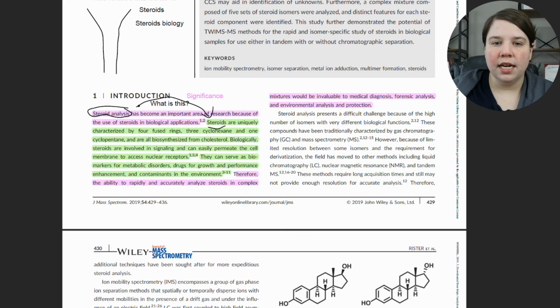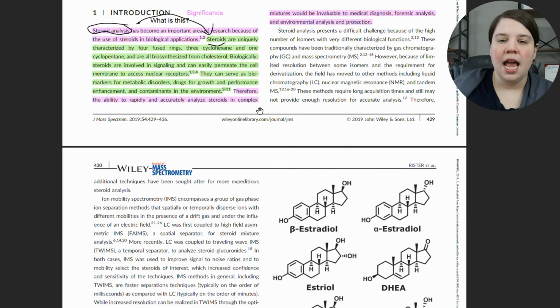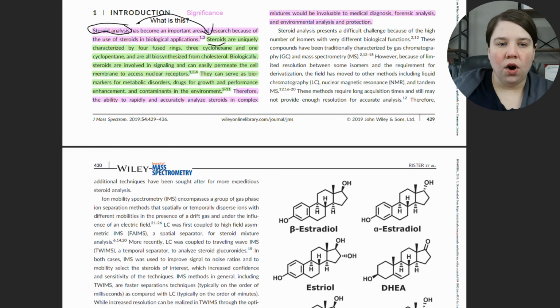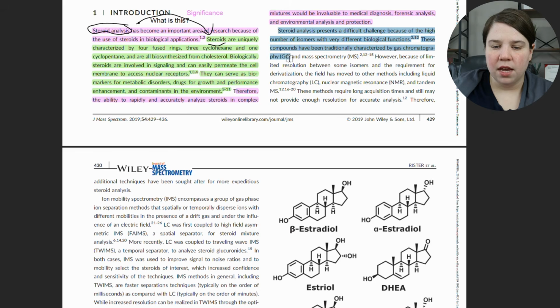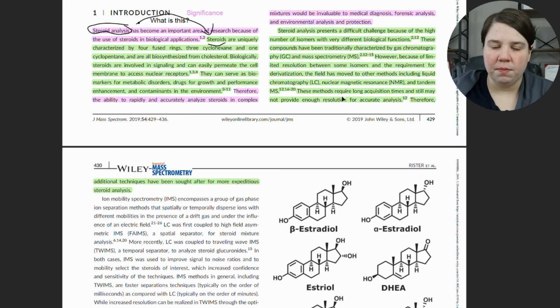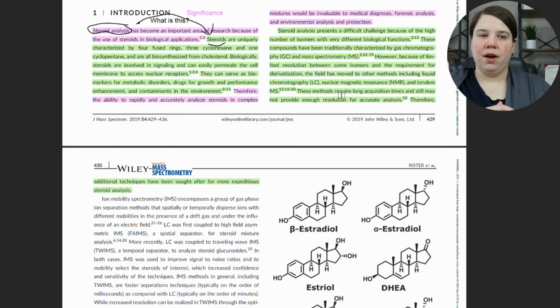So now what we're going to continue to see is that we're still diving into the background information. And what's important here is we want to be diving into the background information as it makes sense for the reader in what we're reading. So all of this here is going to be background information. So we see this is all about steroid analysis and the difficulty it presents. So that's giving them the background information.